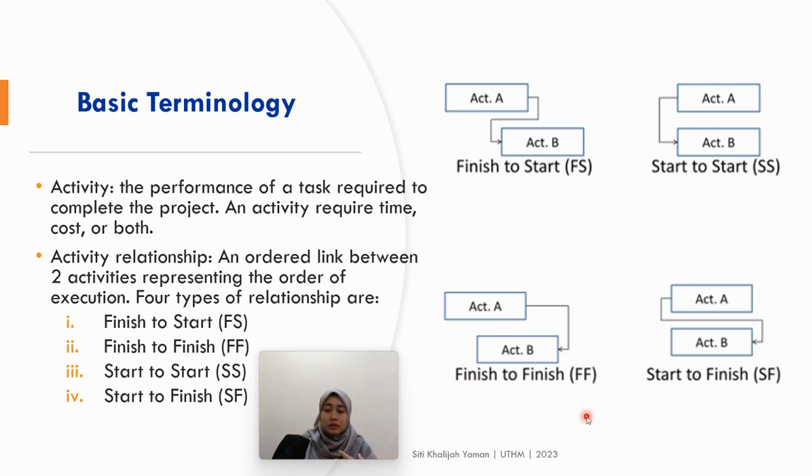Remember, in Microsoft Project or in Primavera and so on, we usually use short forms to show the relationship. You will see later on, when you use the software, you will use FS, FF, SS, and SF to connect the arrows and show the relationship from one task to another task.